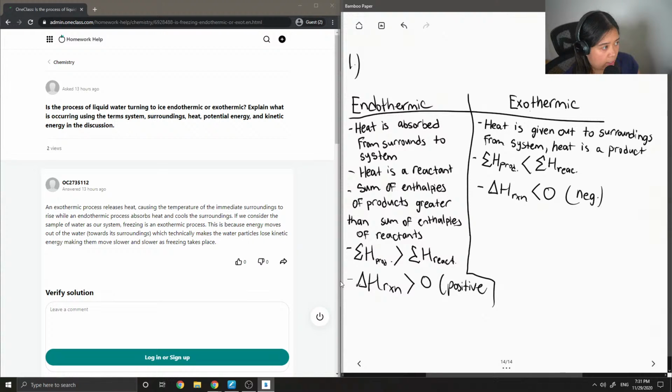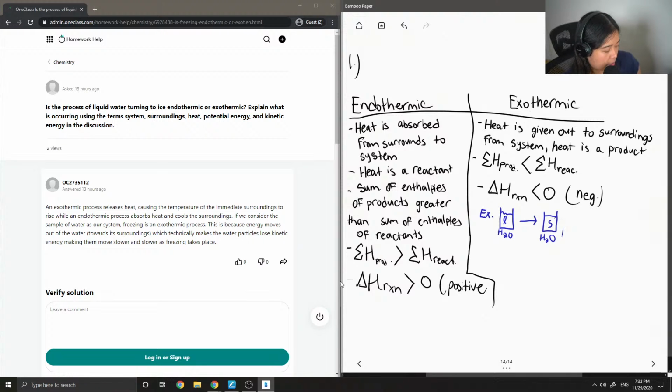So the question asks if the process of liquid turning to ice is endothermic or exothermic. And this is actually an example of an exothermic reaction. So I'll just write it in the column for exothermic. And let's draw a little diagram. So this is liquid water that is frozen to solid ice.